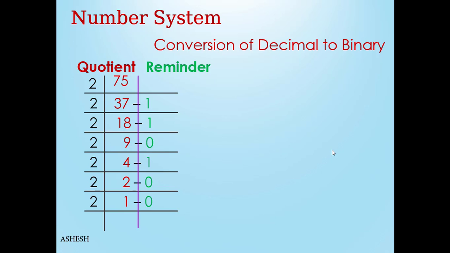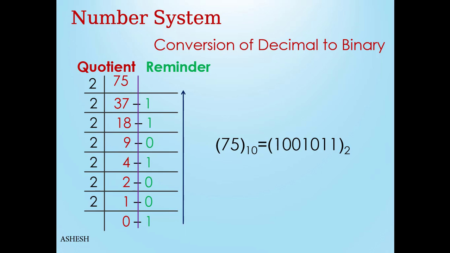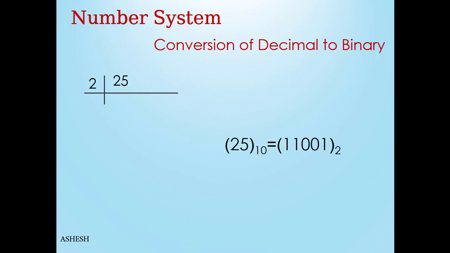Again 1 divided by 2. But since 1 is less than 2, it is not possible to divide 1 by 2. So the quotient is 0 and 1 will be the remainder. We have to count bottom to top. So our answer is decimal number 75 equal to binary number 1001011.